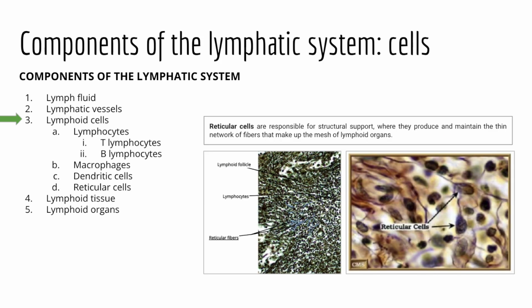Finally, we have reticular cells. Now, reticular cells aren't immune cells as we saw with our lymphocytes, macrophages, and dendritic cells, but rather they contribute to the structural and functional integrity of our lymphatic tissues by creating a soft internal skeleton made up of a fine matrix or network of reticular fibers composed of collagen. The framework serves as a scaffold to house immune cells.